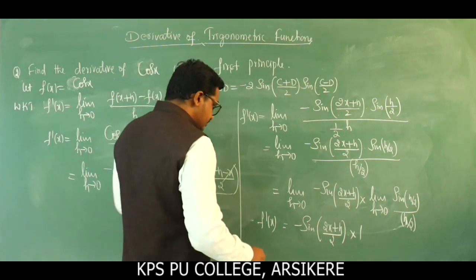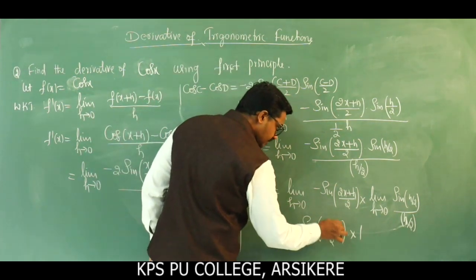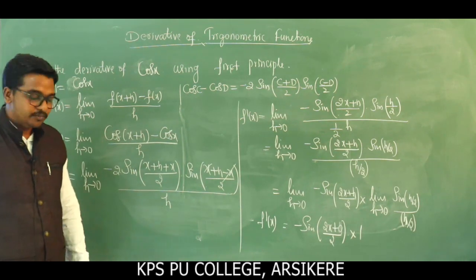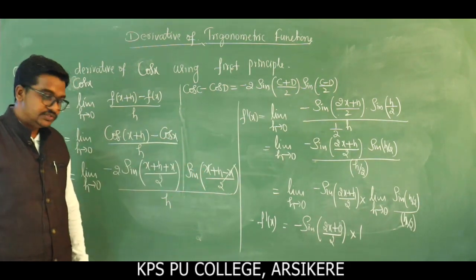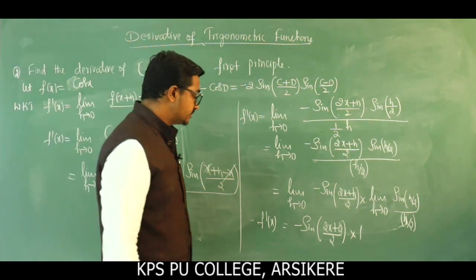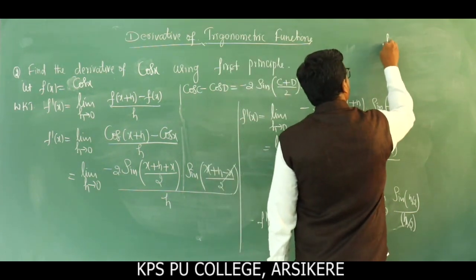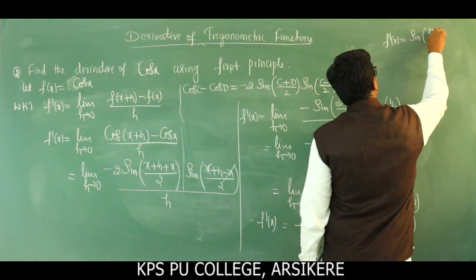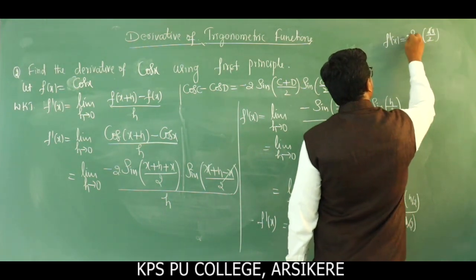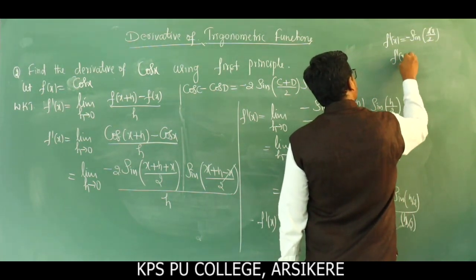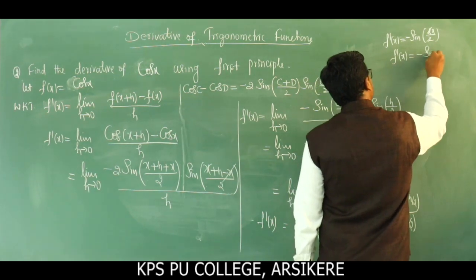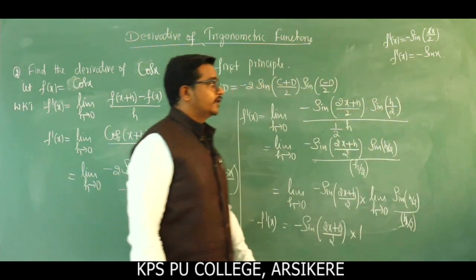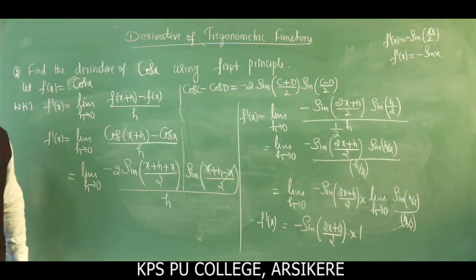Okay, so you have to replace h here with 0, because limit as h approaches 0. 2x plus 0 is 2x. Therefore, I will write here f dash of x is equal to minus sine of 2x divided by 2. The 2 gets cancelled, we have minus sign. Therefore, f dash of x is equal to minus sin x.